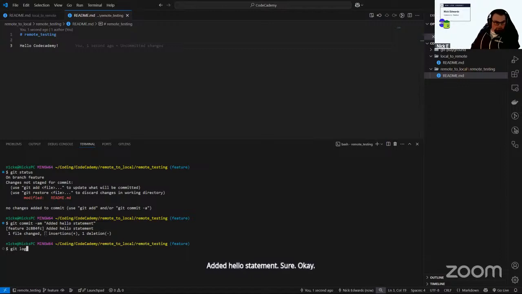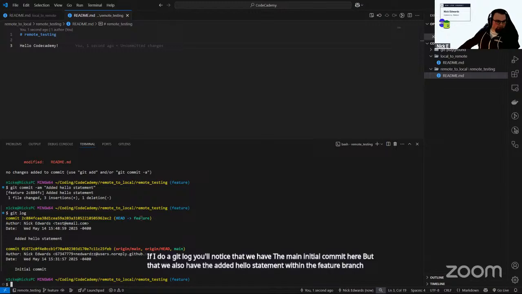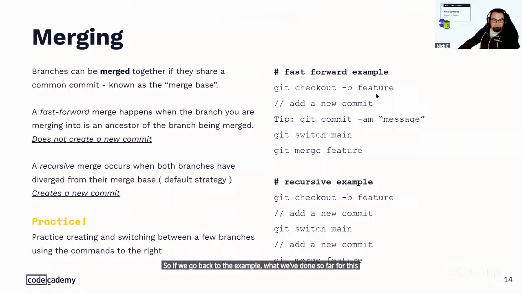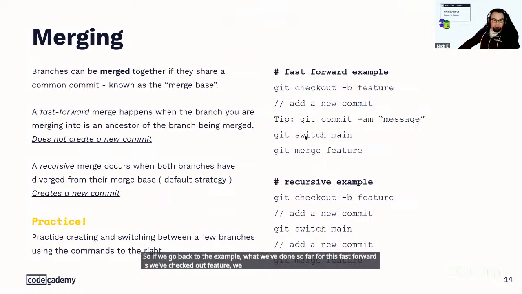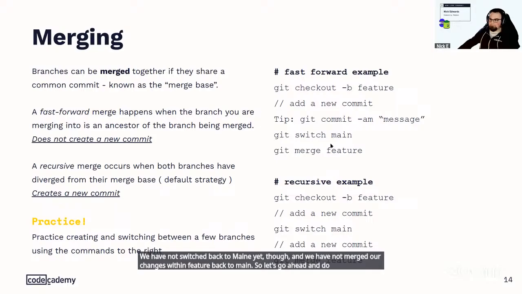Okay. If I do a git log, you'll notice that we have the main initial commit here, but that we also have the added hello statement within the feature branch. So this lives in main, this one lives in feature, right? So if we go back to the example, what we've done so far for this fast forward is we've checked out feature, we've added a new commit. We have not switched back to main yet, though. We have not merged our changes within feature back to main. So let's go ahead and do that and see what happens.